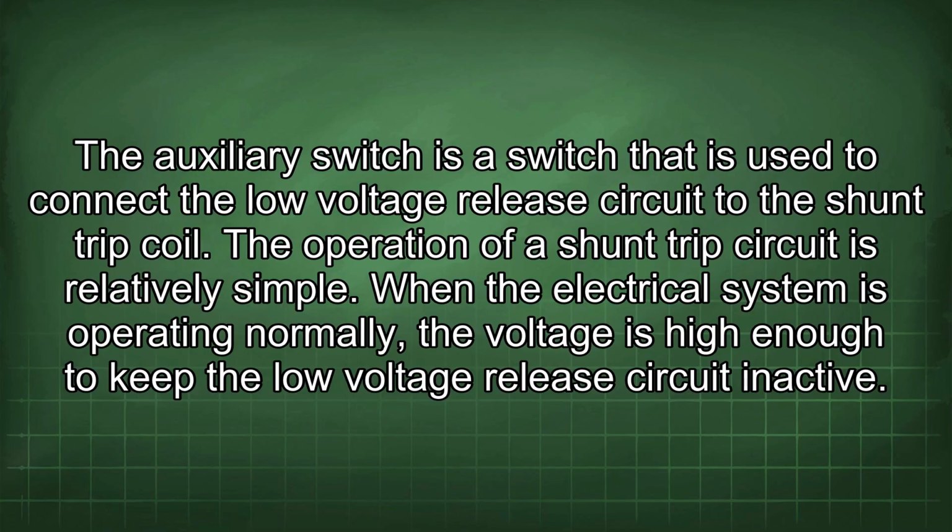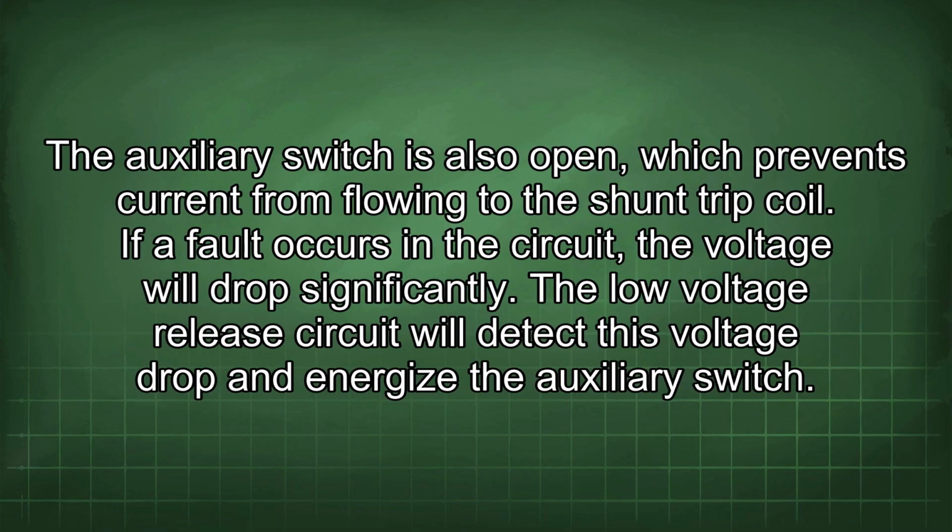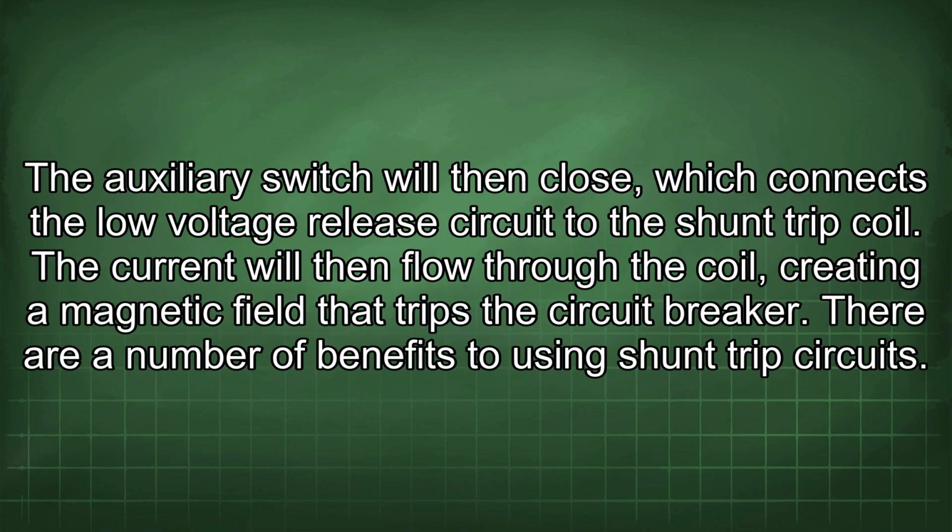When the electrical system is operating normally, the voltage is high enough to keep the low voltage release circuit inactive. The auxiliary switch is also open, which prevents current from flowing to the shunt trip coil. If a fault occurs in the circuit, the voltage will drop significantly. The low voltage release circuit will detect this voltage drop and energize the auxiliary switch. The auxiliary switch will then close, which connects the low voltage release circuit to the shunt trip coil. The current will then flow through the coil, creating a magnetic field that trips the circuit breaker.